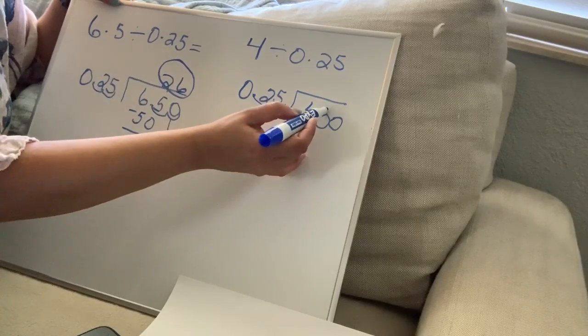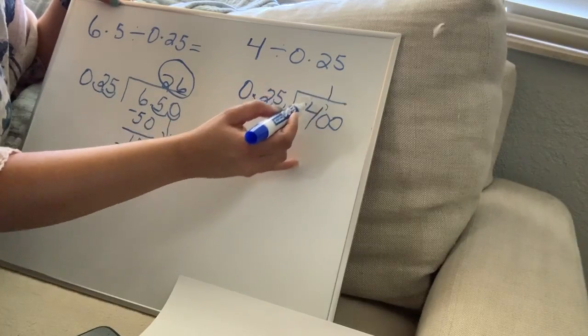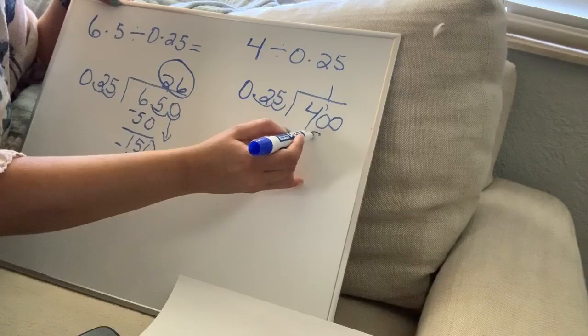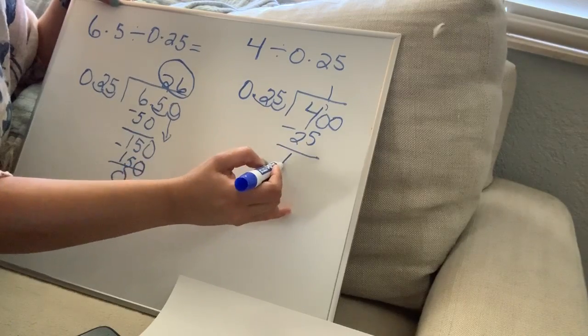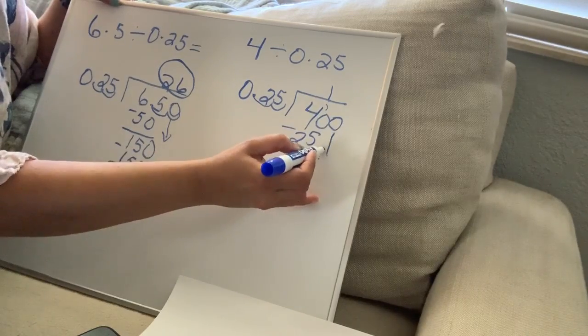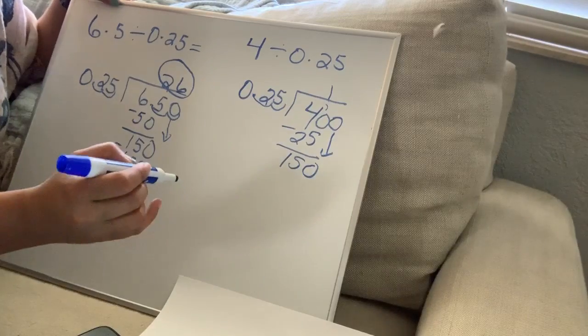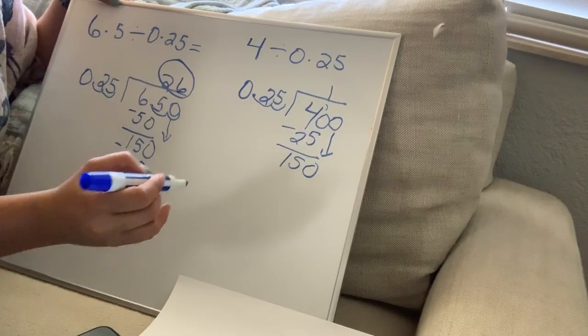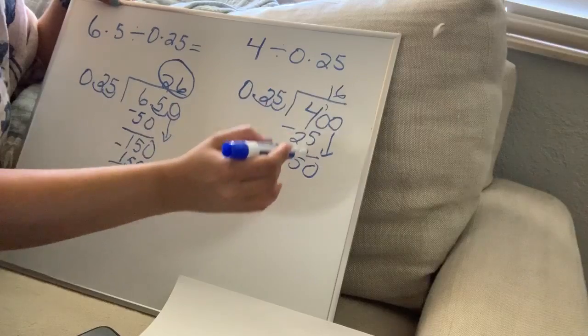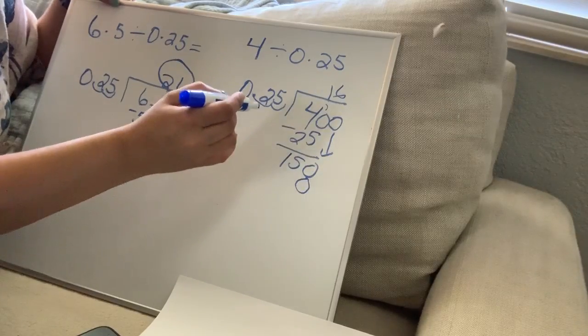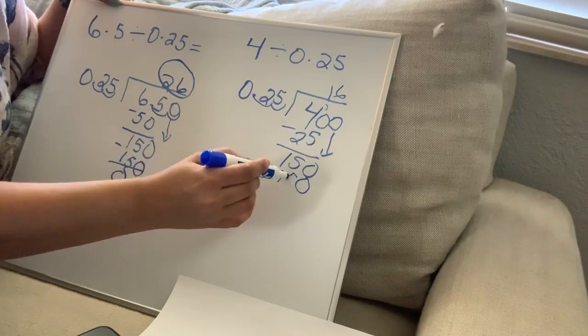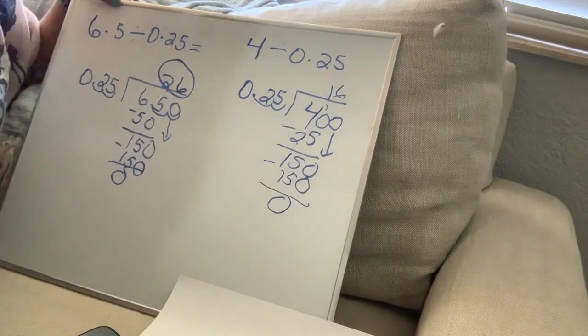So 25 goes into 40 one time, okay? I subtract, and I get a 15, and I bring down the 0. And then I have, again, 6. Okay, so in this case, my answer is 16.